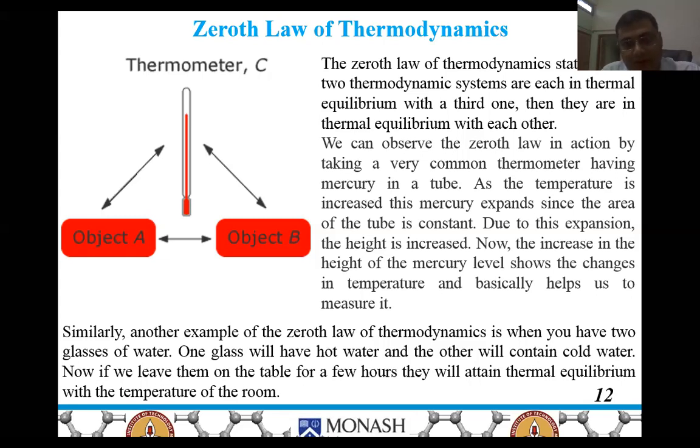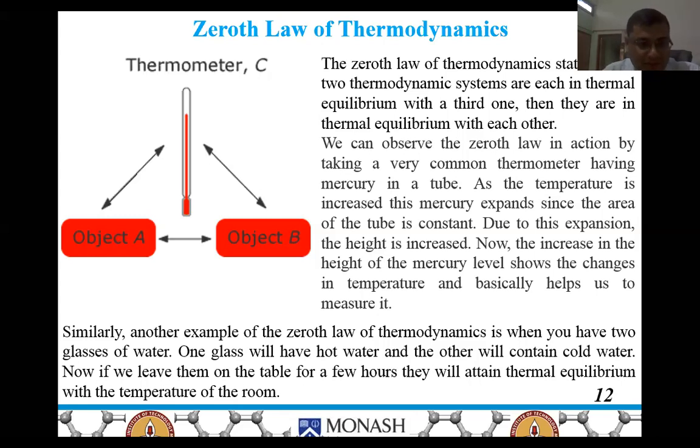We can observe the Zeroth law in a very common thermometer having mercury in a tube. As the temperature is increased, the mercury expands, and since the area of the tube is constant, due to this expansion the height is increased. The increase in the height of the mercury level shows the change in temperature and basically helps us to measure the temperature.